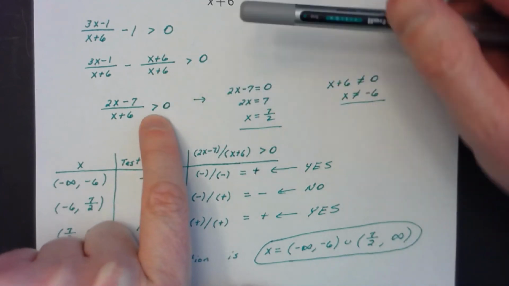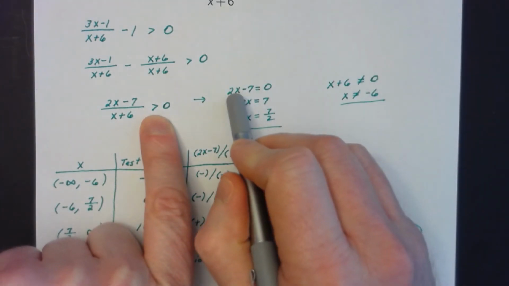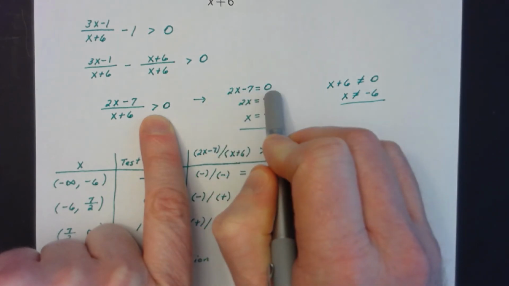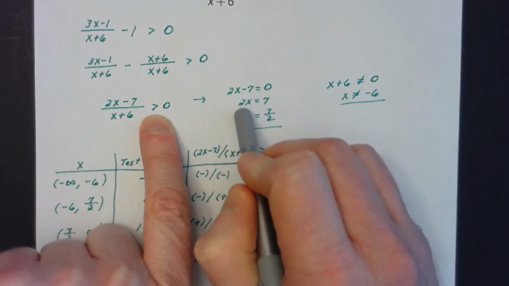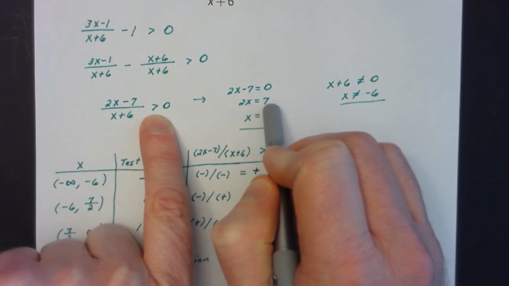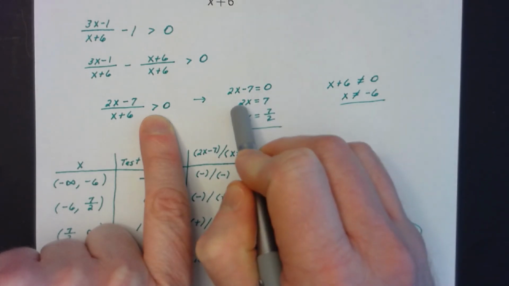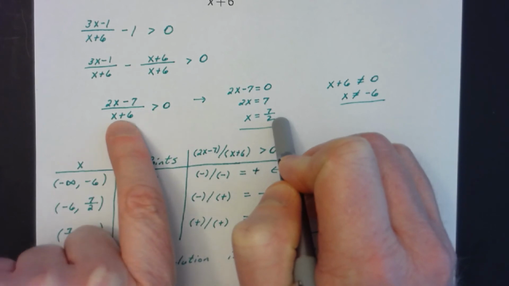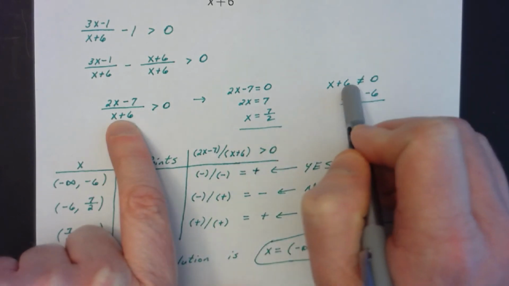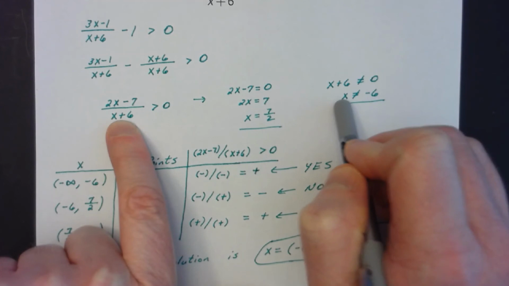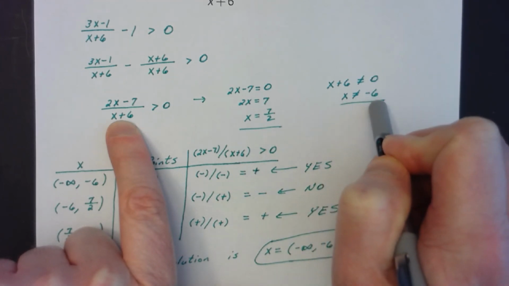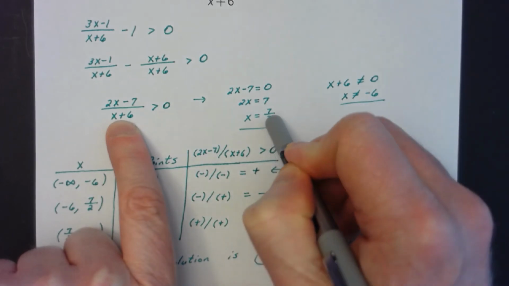Now, the values at which my rational function would equal 0 is going to be when the numerator is equal to 0. That numerator is equal to 0 when 2x is equal to 7. I can divide by 2, and x is equal to 7 over 2. I know that the rational function does not exist if the denominator is 0, so I say x plus 6 cannot equal 0. I'll get x cannot equal negative 6. So I know the value x cannot be, and I know the value of x that yields a 0.